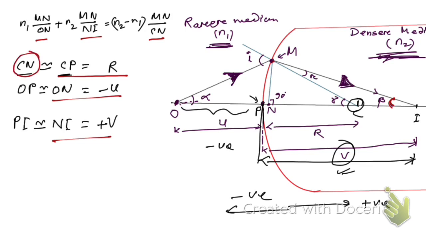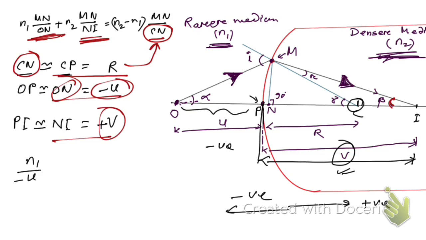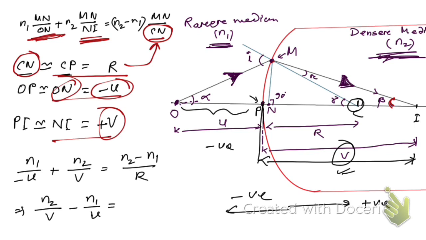CP is equal to CN, right? So CN can be replaced by R. Then NI will be replaced by this V positive, and ON will be replaced by minus U. In that case, we're gonna get N1 by minus U plus N2 by V is equal to N2 minus N1 by R. So let me rearrange this relation: N2 by V minus N1 by U is equal to N2 minus N1 by R. So this is the required relation, right?